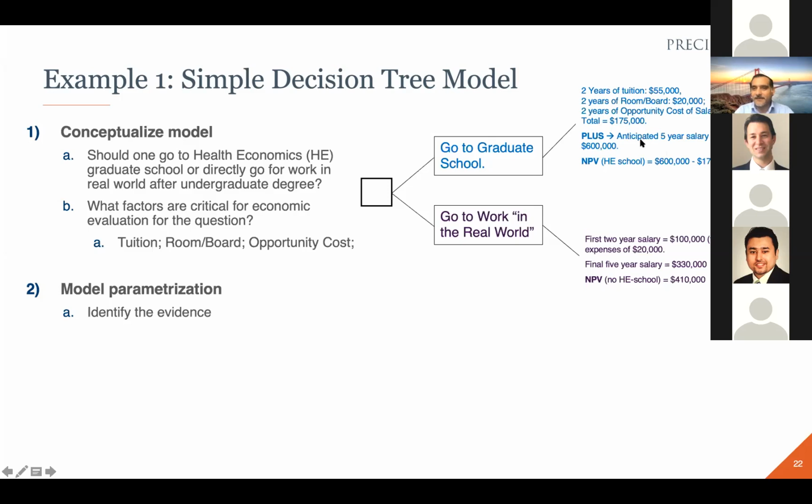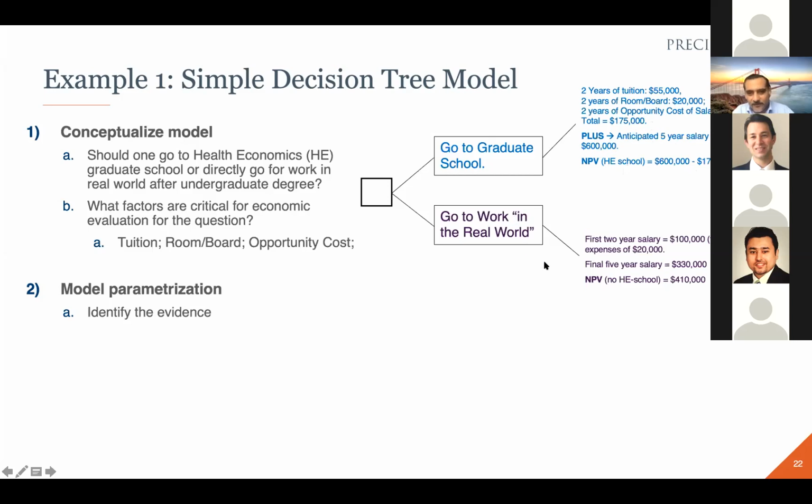And then the anticipated 5-year salary after, if you get the graduate degree, the benefit is that you will have a higher salary to begin with, right? So that is 600,000. So the net present value of going to the health economics graduate school is 600,000, which is the salary that you will get with the graduate degree, minus the cost that you have spent in doing the graduate degree. So that comes out to be.